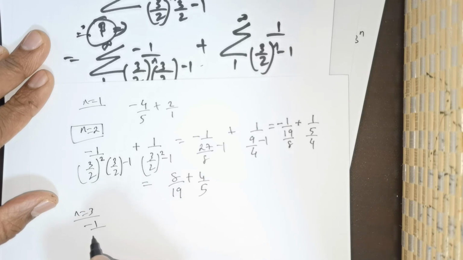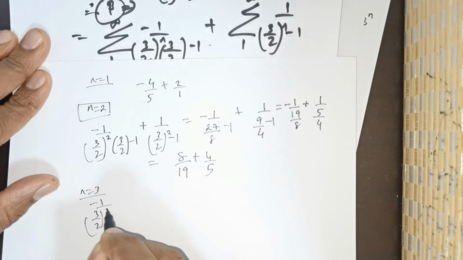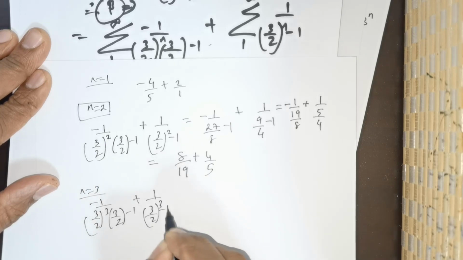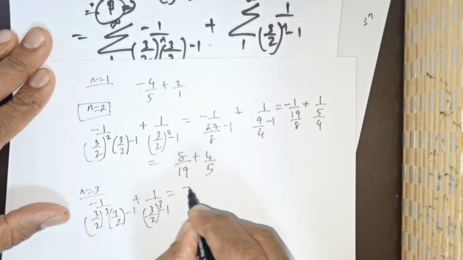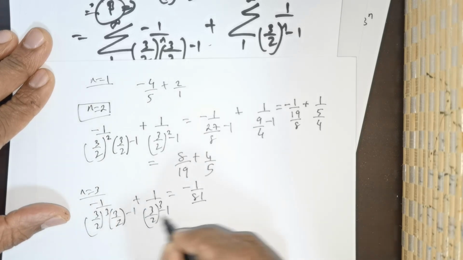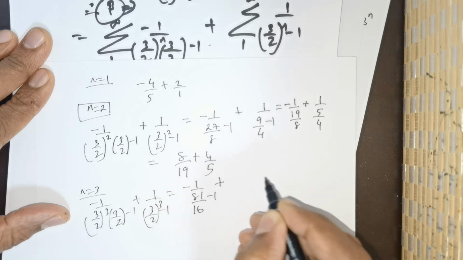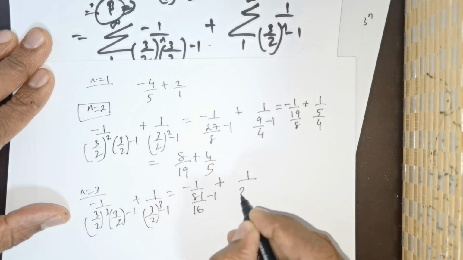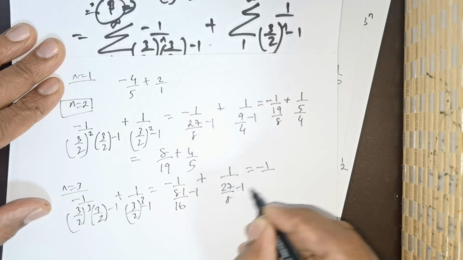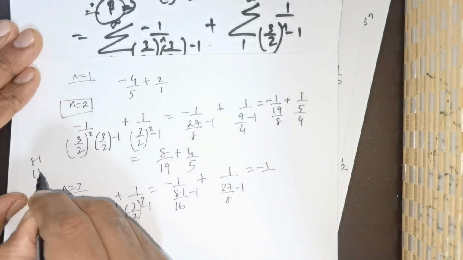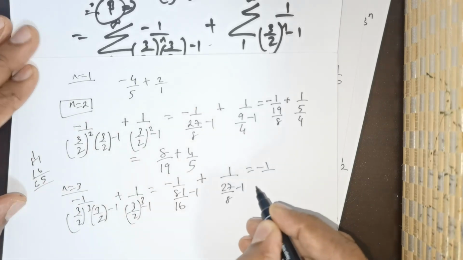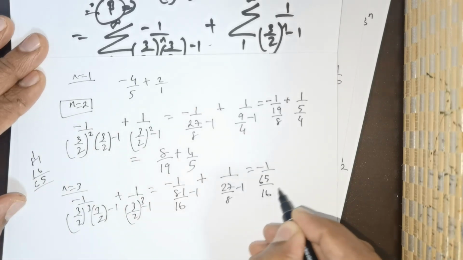When n is equal to 3, you get negative 1 over (3/2)^3, minus 1, positive 1 over (3/2)^3 minus 1, and this is going to be negative 27 times 3, 81, 8, 16, negative 1 positive 1 over 27 over 8 minus 1, which is equal to negative 1. From 81 you take away 16, so this is going to be 65 over 16.